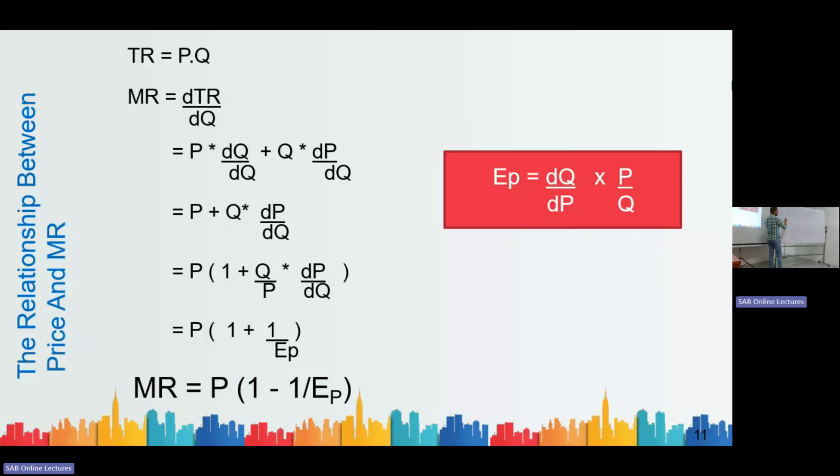Delta Q over delta P is the reciprocal of delta P over delta Q. This is the slope of the demand curve. So it is the reciprocal of the slope of the demand curve.